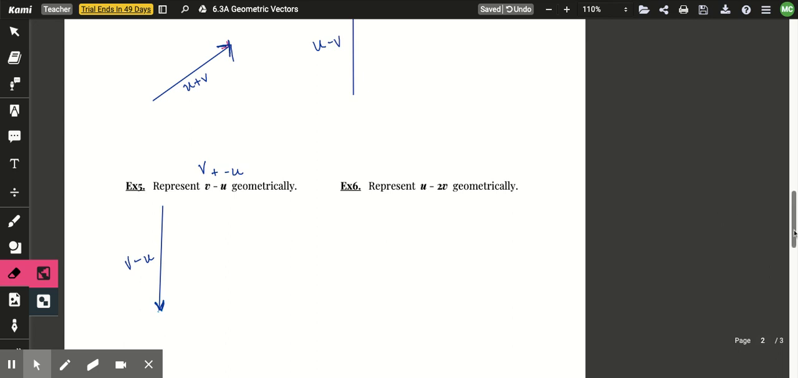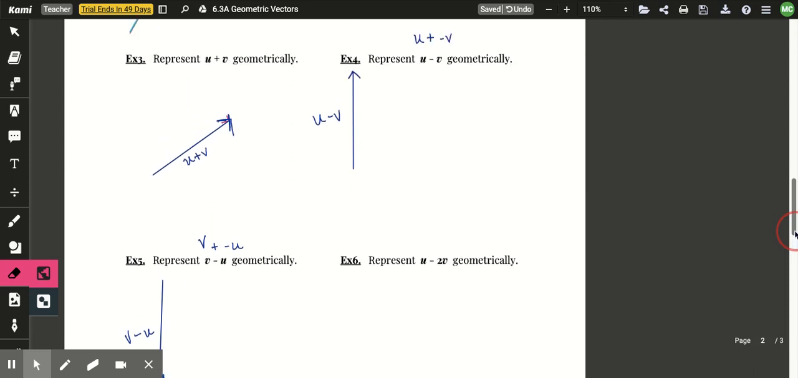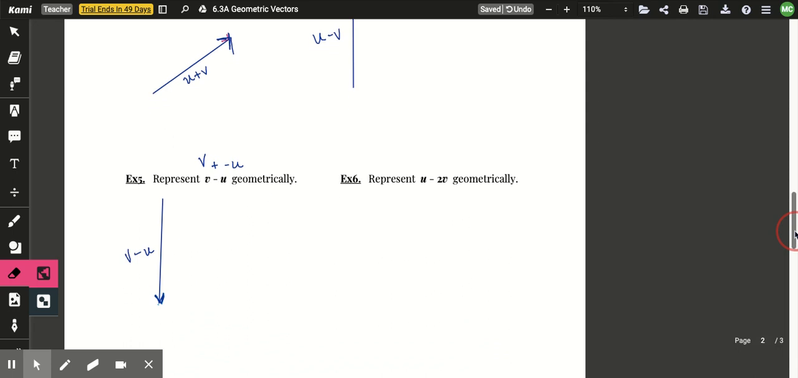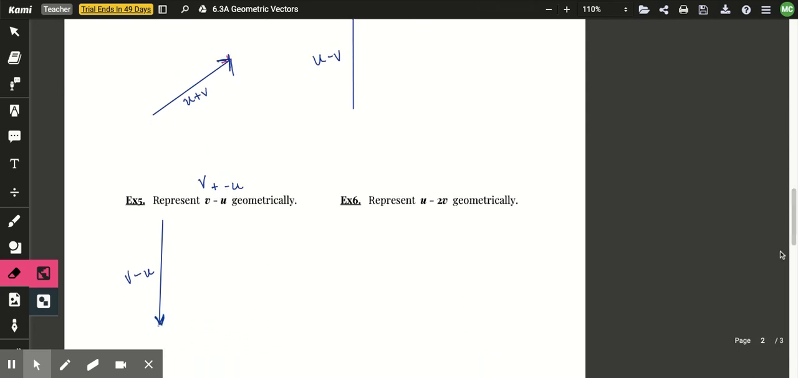Now I did these two examples on purpose because I wanted to compare U minus V and V minus U. So if we look at those two vectors, what does it look like is the relationship between them? Are they equivalent, or is there something different? So that's a question that you should ponder.